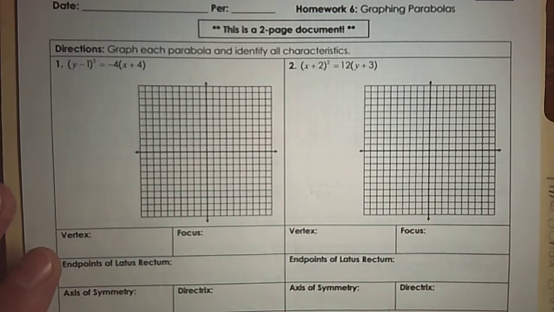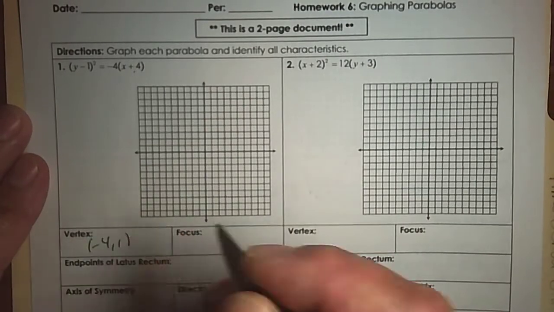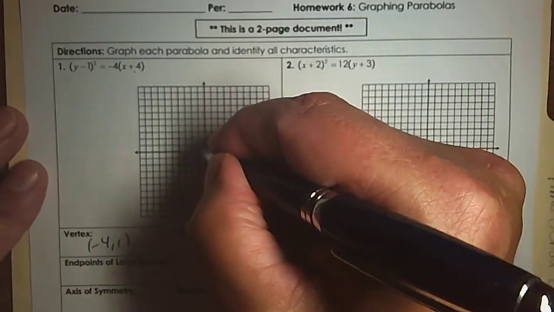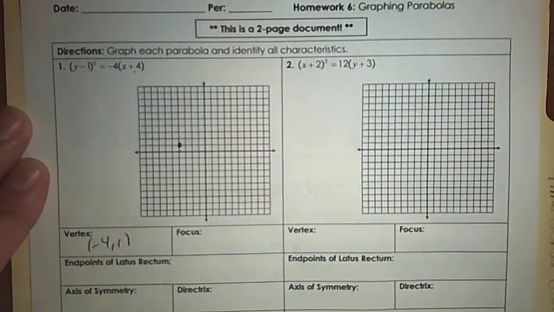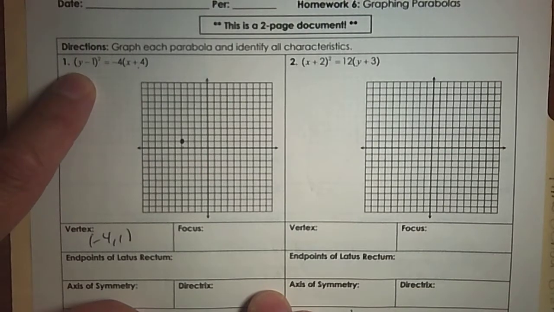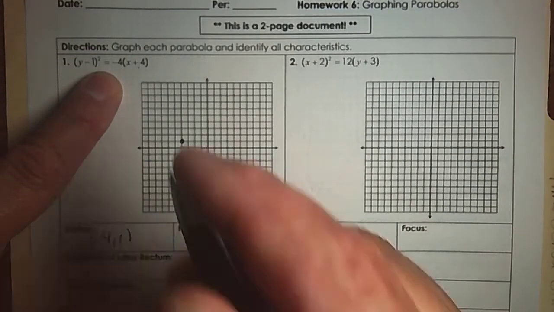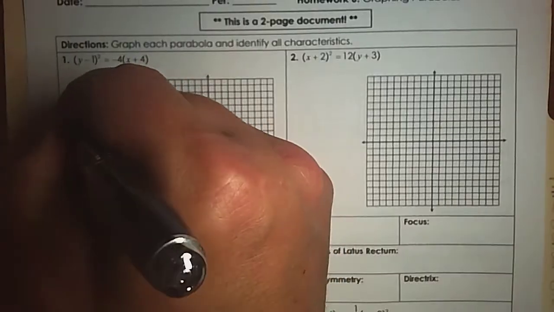All right, here we go. The first thing I notice, the vertex is at -4 and +1. I'm going to put that on my graph. The next thing I notice is that this is going to go sideways, horizontal, and it's negative. So that means this one's going to open up to the left. I just want to make sure I understand that. 4p is equal to -4.